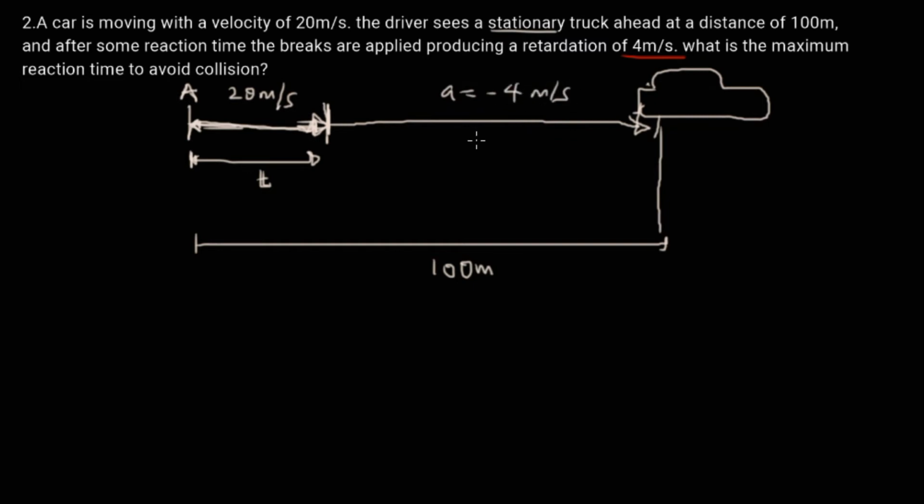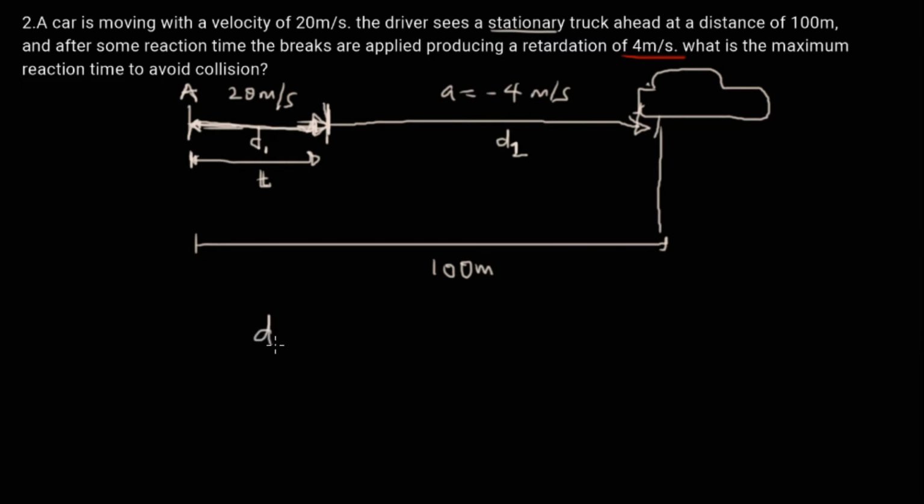Okay, so we will need to find the distance. Let's say the distance here is d1, and the distance here is d2. The sum of these distances must not be greater than 100. If it is greater than 100, then it will collide with the truck. If it is less than or equal to 100, then it can avoid collision. So let's find the distance d1.